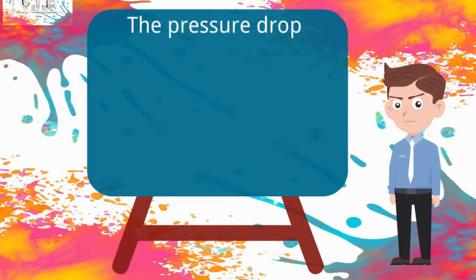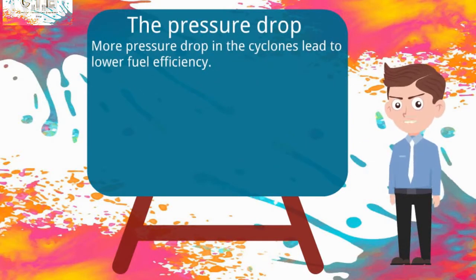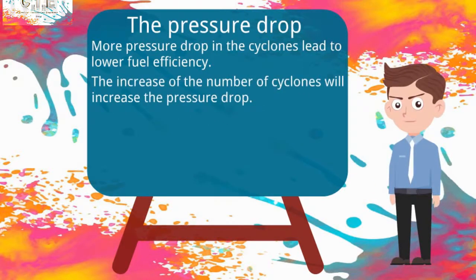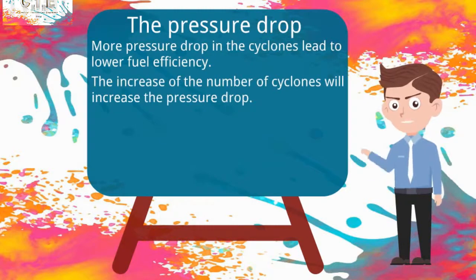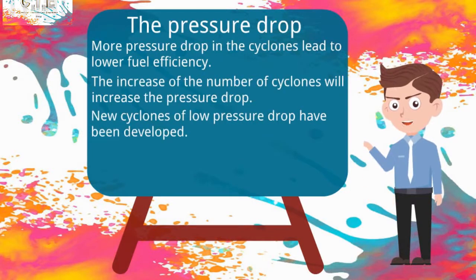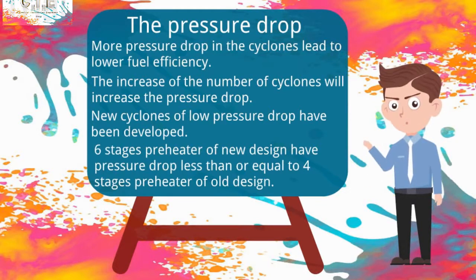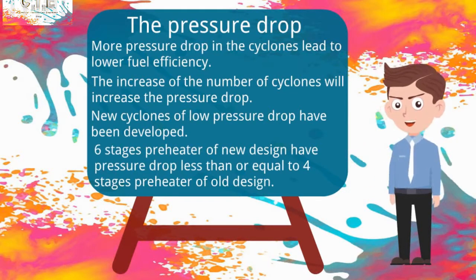The pressure drop is important in the preheaters because more pressure drop in the cyclones leads to lower fuel efficiency, and increasing the number of cyclones will increase the pressure drop. So, new cyclones of low pressure drop have been developed. In the new design, a 6-stage preheater has a pressure drop less than or equal to a 4-stage preheater of old design.